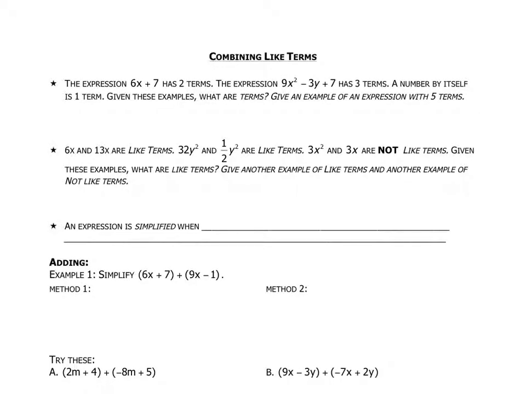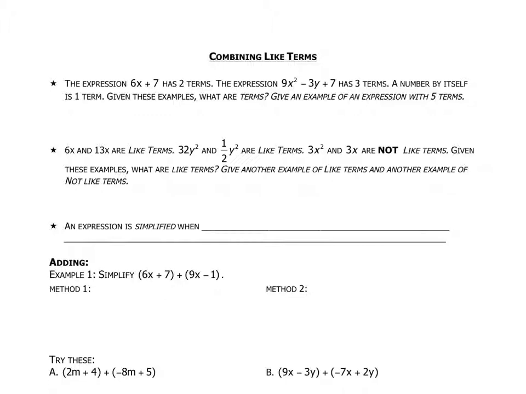Okay, so it says up at the top, the expression 6x plus 7 has two terms. The expression 9x squared minus 3y plus 7 has three terms. A number all by itself is considered just a single term. Okay, so given those examples, what are terms?